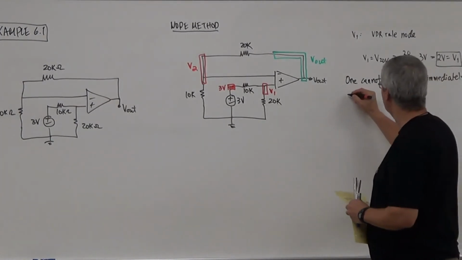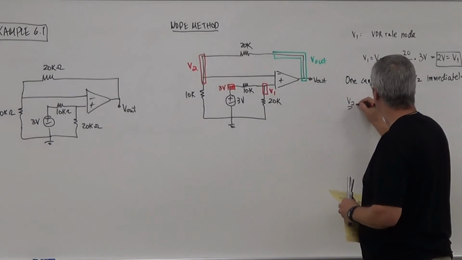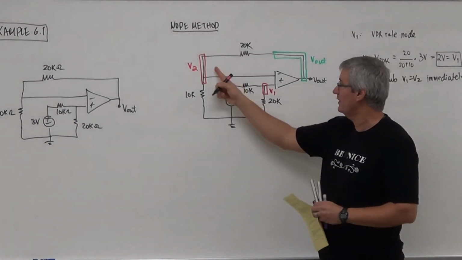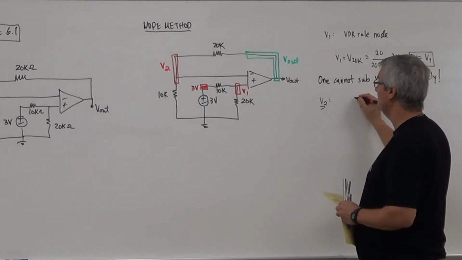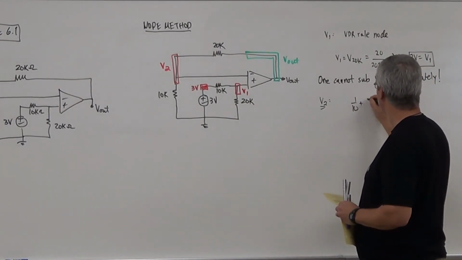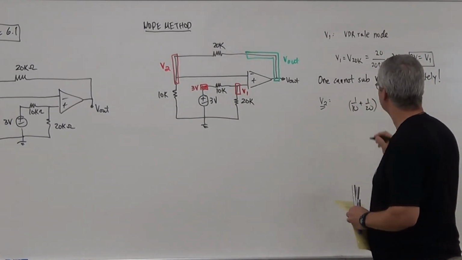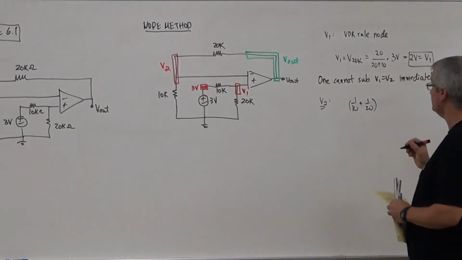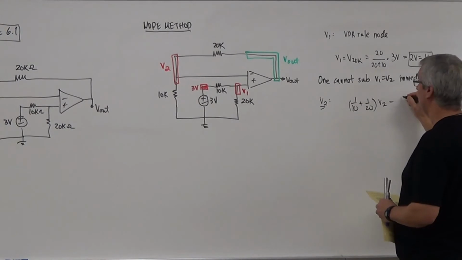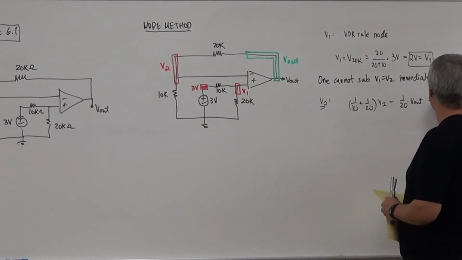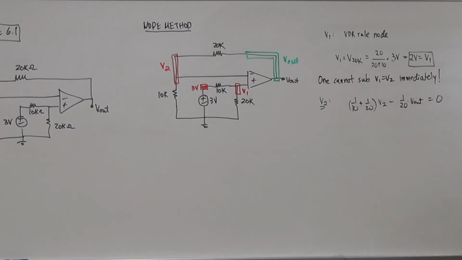So if I write the node equation for V2, what you're going to find here is that if I look at this node, it's going to be what? It's got to be 1 over 10 plus 1 over 20, right? And that's got to give me V2 minus 1 over 20 times V out. No current sources, so it's got to be 0.